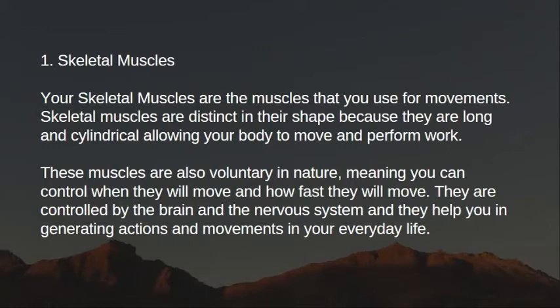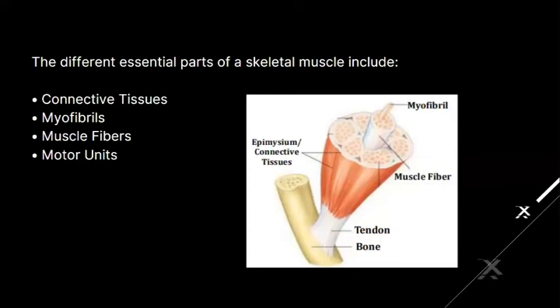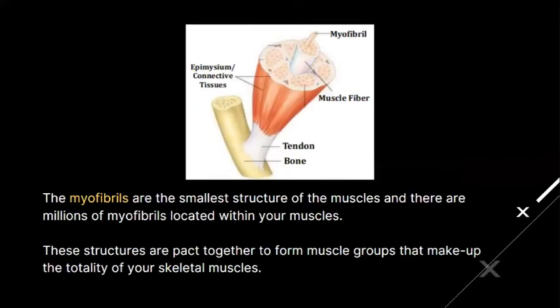Okay, so now, let's talk about the essential parts of the skeletal muscle. We actually have 4. We have connective tissues, myofibril, muscle fiber, and motor unit. So again, these are the essential parts, and we're still talking about skeletal muscle. So let's discuss the myofibril.